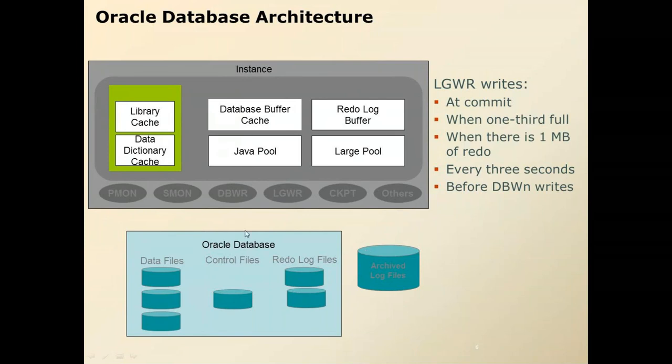So before the database writer process writes the data to the data file, the log writer process writes that to the redo log files. Redo log files are the files which contain the actual changes. Any DDL or DML changes which happen to the database get written into the redo log file.